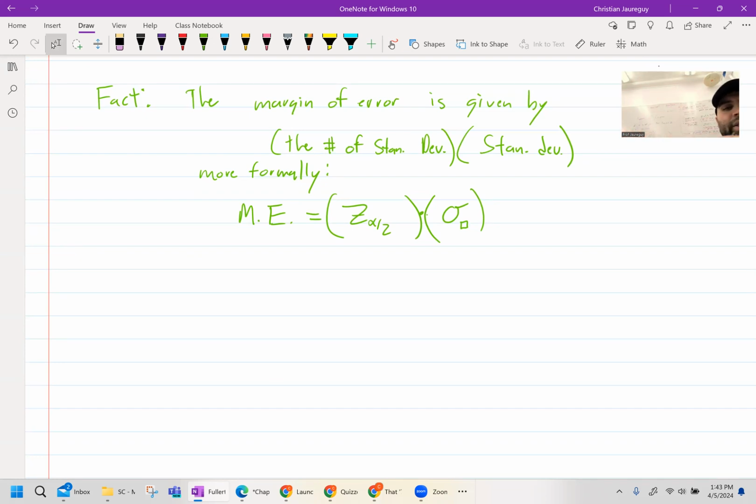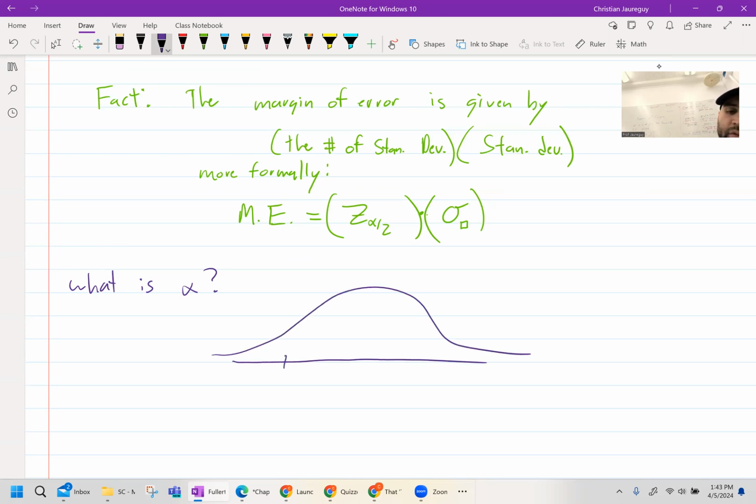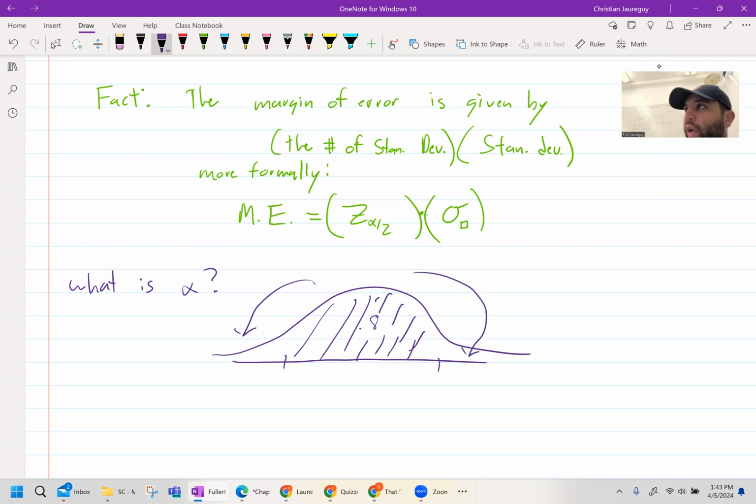Okay, so what's alpha? Let's deal with this. So the idea is if I want to be 95% confident, that is alpha. Well, if I want to be, let's just say 80% confident and I'm normal, this is 0.8. And we've done this before. On the outsides, we know is 0.2. And that's what alpha is. Alpha is on the outsides.